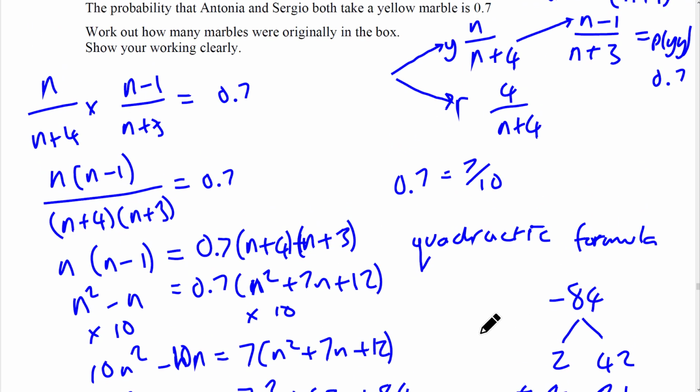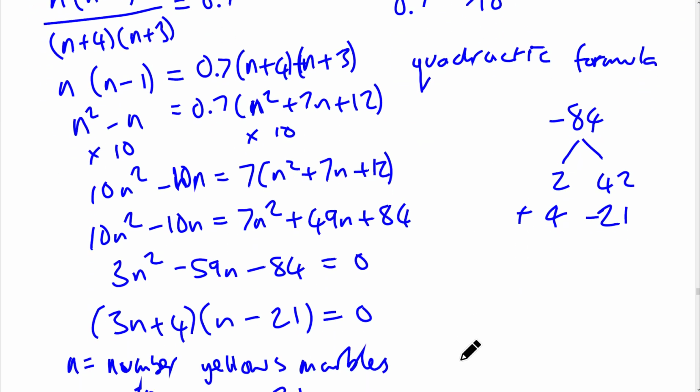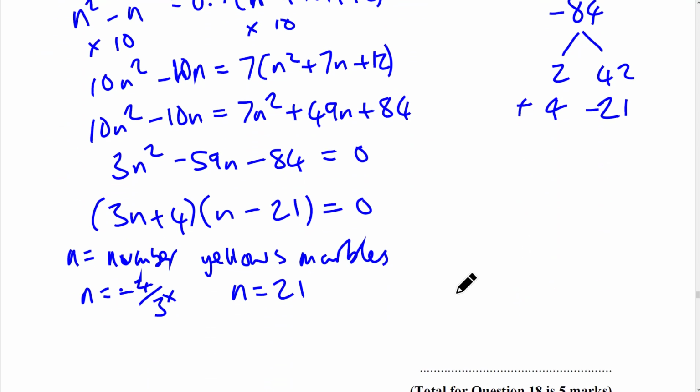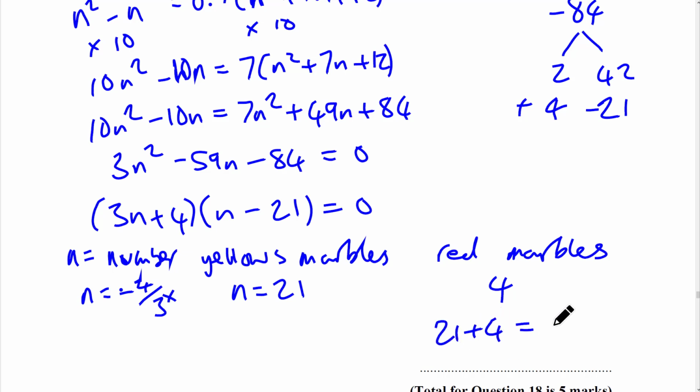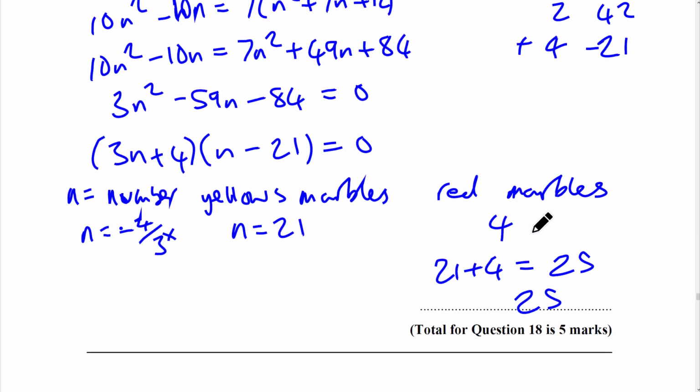What's it asking? And then we know that there's 4 red marbles. So n, 21 plus 4 is 25, right? So the answer is 25. Oh, there's a big 5 mark. So it is worth practicing these because that's going to help you get your grade 8 or 9. And these are doable. It's just algebra.